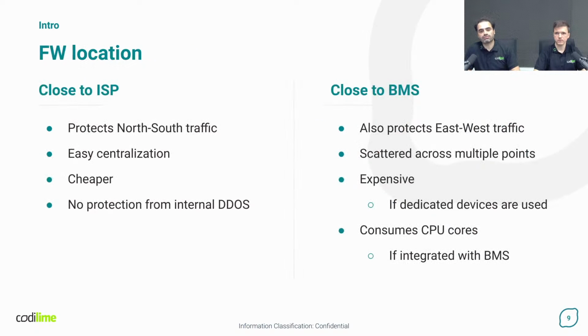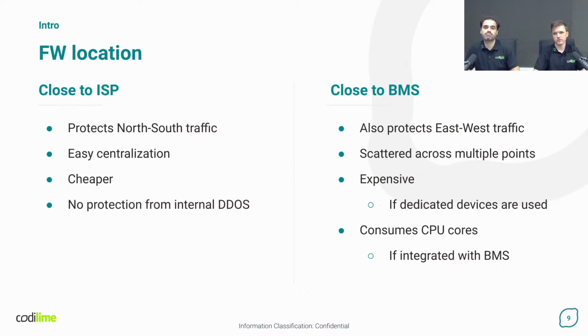Then we have to locate that firewall somewhere, and we can locate that firewall close to the ISP. In such a scenario, we'll be protecting north-south traffic. We'll have easy centralization because we'll have only a few of them. It will be cheaper because, again, a few strong boxes are cheaper than hundreds of thousands of smaller ones. And the drawback is we'll have no protection from the inside traffic. If there is an internal DDoS from one virtual machine or one set of virtual machines or services to the others, such a firewall location will not protect us.